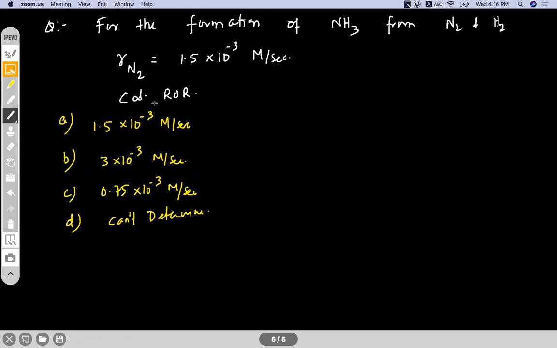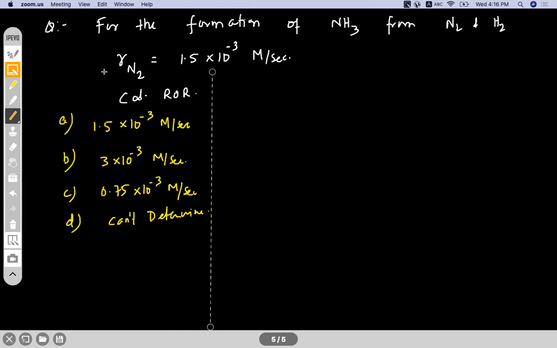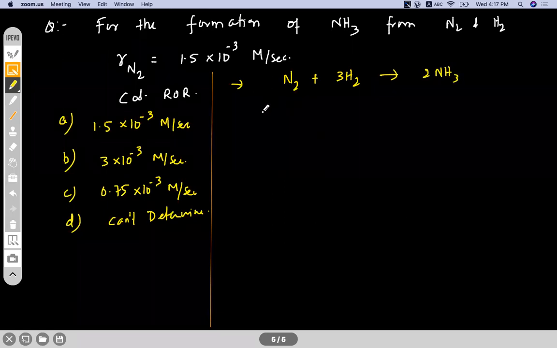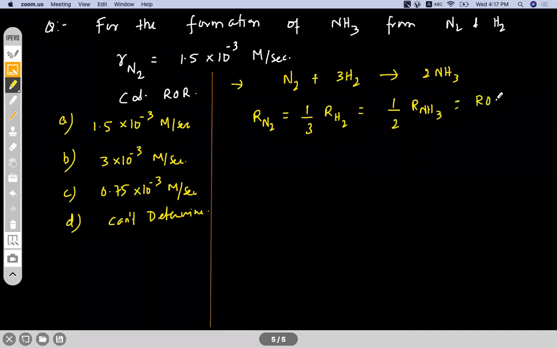Now you see, I'll solve this. This is a very good question. Now you solve this, and I'll do this as you see. So what is the reaction we should write here? N2 plus 3H2 gives 2NH3. So we can write rate of N2 is equal to what? 1 by 3 of rate of H2, can we write this? Is equal to 1 by 2 of rate of NH3, right? And this is equal to what? The rate of reaction, the ROR. Is it correct?